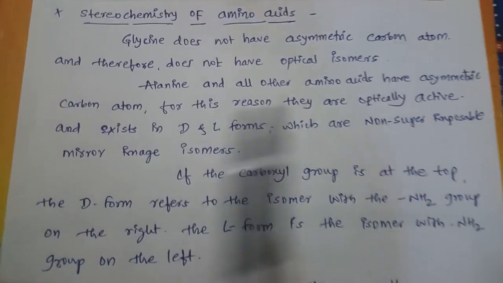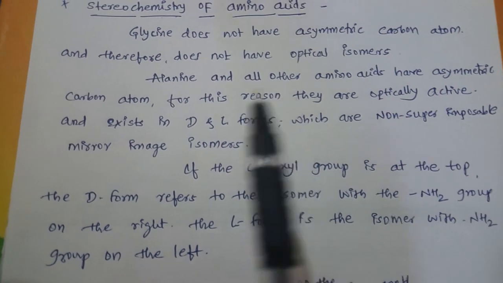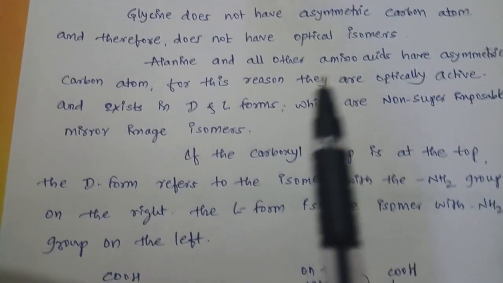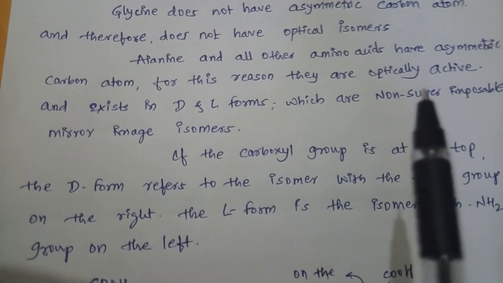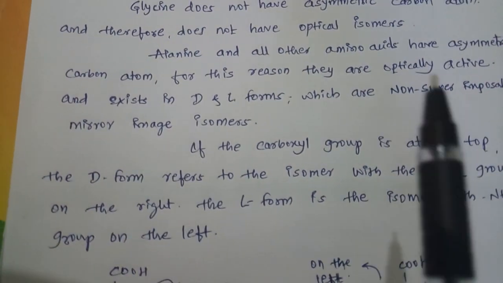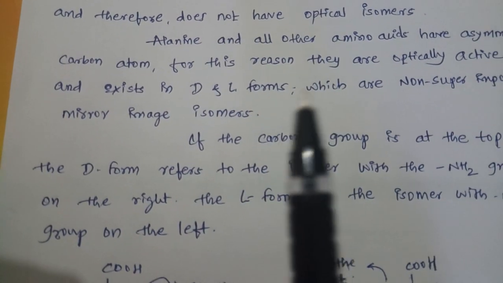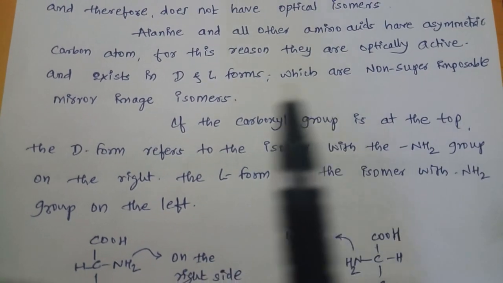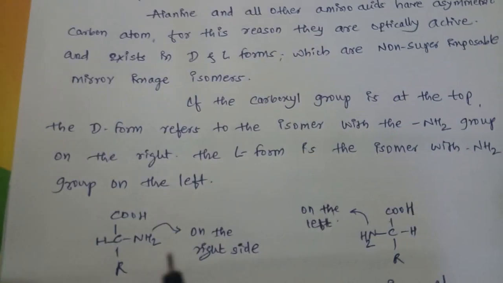But other amino acids like alanine and all other amino acids have asymmetric carbon atoms. There is a presence of chiral carbon atom. So for this reason they are optically active. They can rotate the plane of polarized light and exist in D and L forms, which are non-superimposable mirror image isomers.